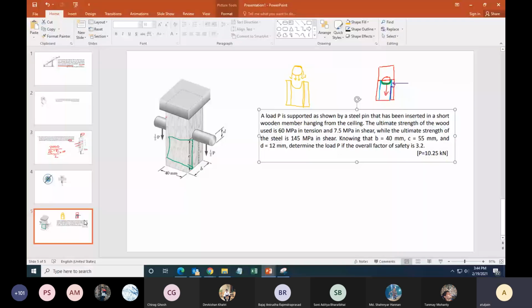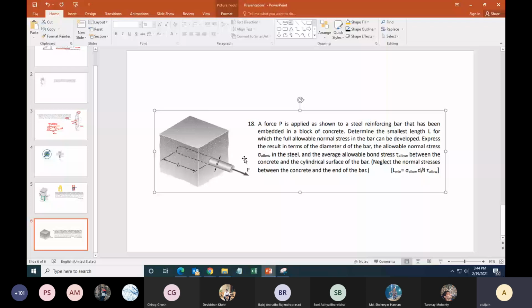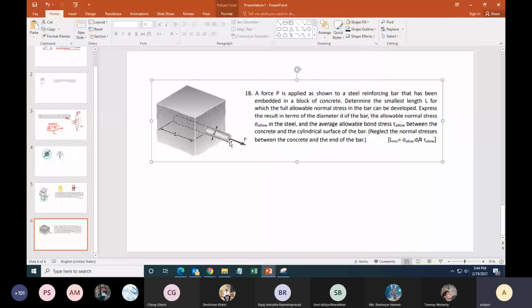If force P is applied to a steel reinforcing bar as shown, which is embedded in a block of concrete, determine the smallest L for which the full normal stress in the bar can be developed. So what will happen if the L value is low? Let's try to imagine that if L is very low, what do you think will happen?